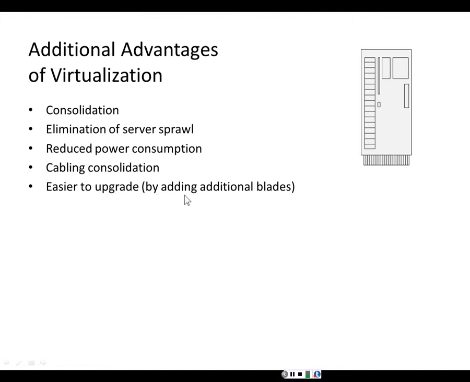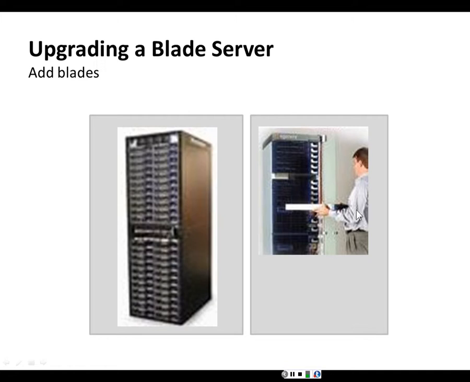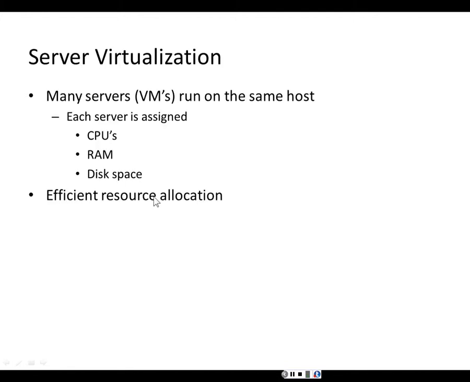It's easier to upgrade by adding an additional blade. And as you know, a blade is a circuit board with 2 CPUs and 4 gig of RAM. You can just add an additional blade and that upgrades the entire server. When we first bought our blade server here at CCBC, we bought the rack and we just bought 4 blades. And as time grew, we bought more and more and more blades until our first blade server is totally full, and now we are working on a second blade server.